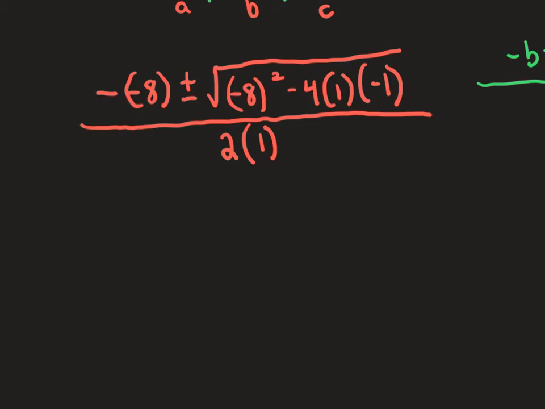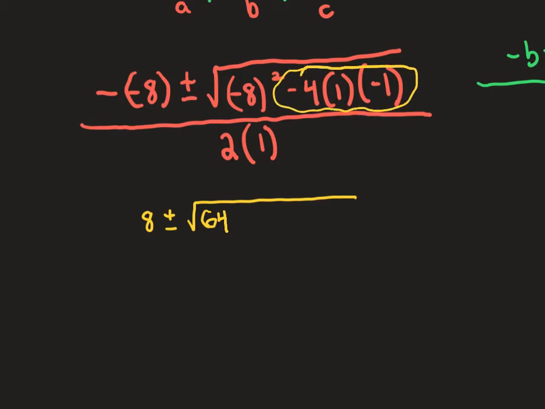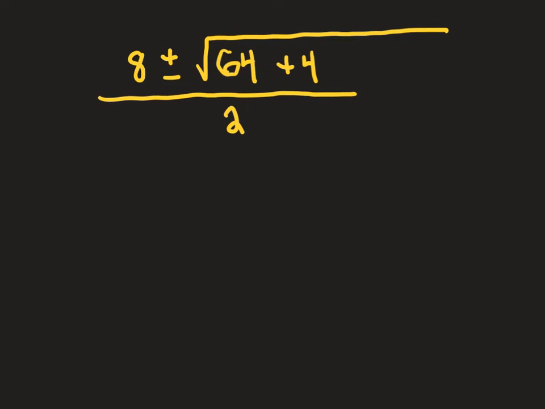Continuing on, just simplifying this a bit, a minus in front of negative 8 is going to be positive 8, plus or minus. Negative 8 squared is 64, and then negative 4 times 1 times negative 1 is going to be positive 4. All of that over 2 times 1. Continuing on, so we've got 8 plus or minus, and then we're going to do this addition underneath the radical. So 64 plus 4 is 68. Over 2, just doing that one step there.